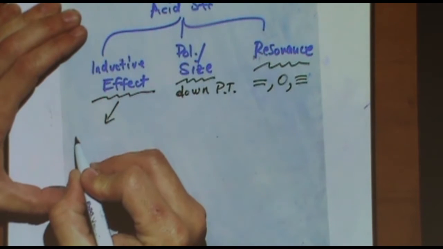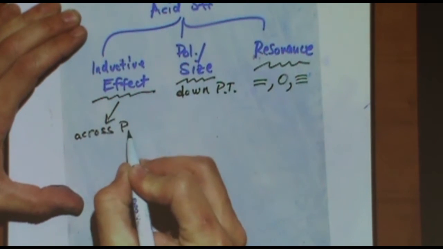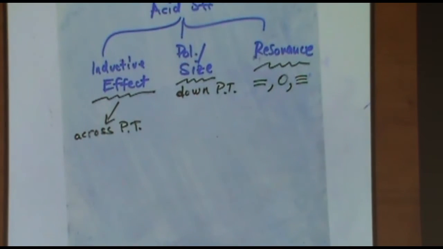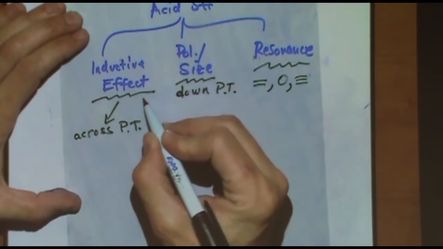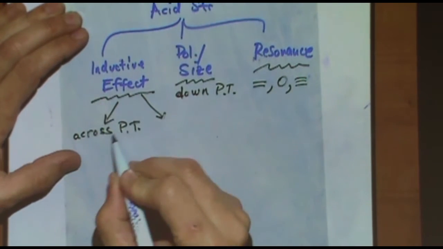So one is across. I'll put PT again for periodic table. As you go across to the right on the periodic table, because of electronegativity, which is related to induction, you become stronger. So going to the right and down on the periodic table increases acid strength. Across because of electronegativity, and down because of size. So that makes it a stronger acid.